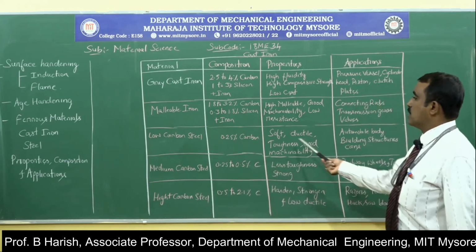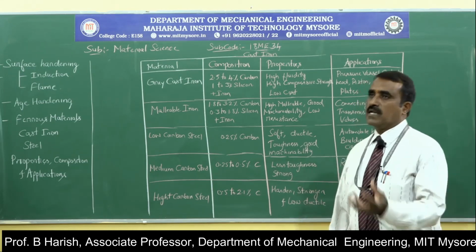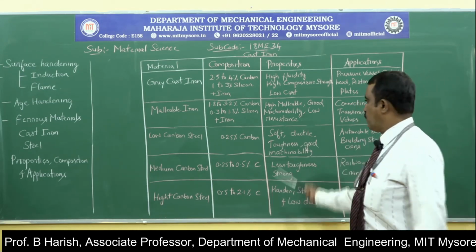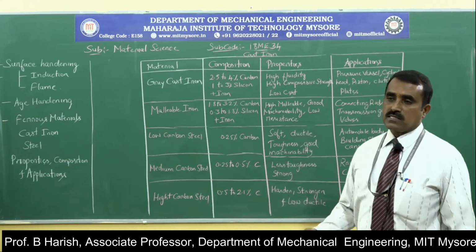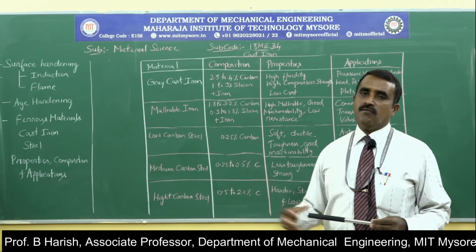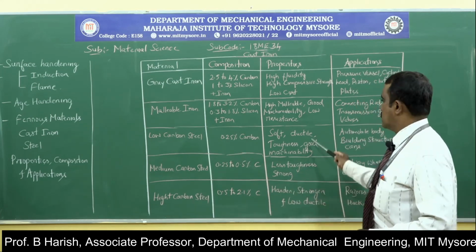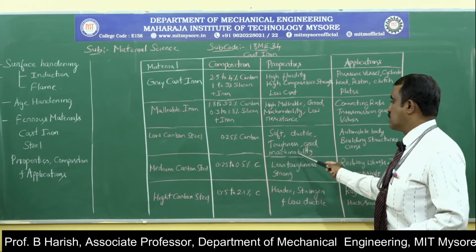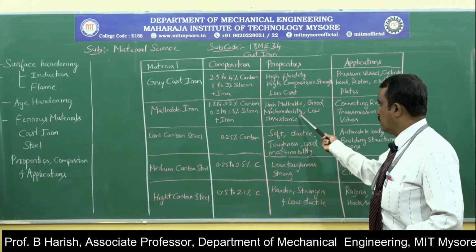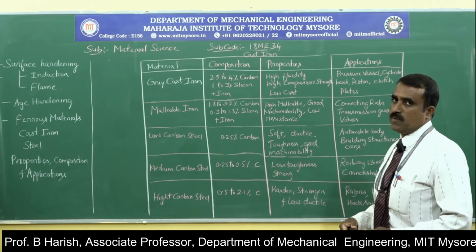Coming to the properties of low carbon steel: whenever the carbon content is less, the material will be soft in nature. That is one property. Ductile. What is ductility? Ductility is a property where the material can be drawn into thin wires. Only if it is soft can it be drawn into thin wires. That is ductile. It has high toughness and good machinability, the same machinability as before. So low carbon steel has good machinability.